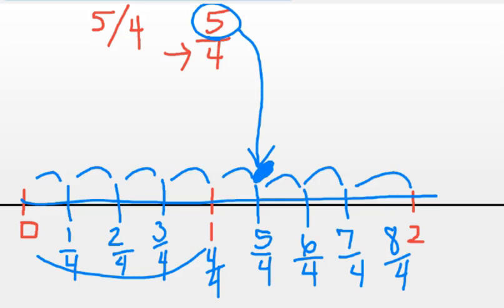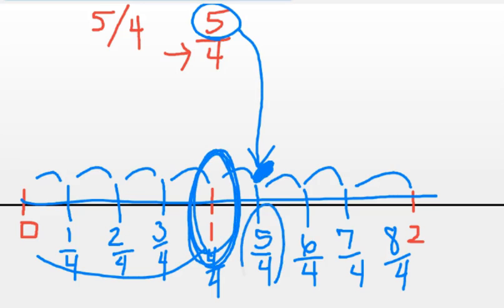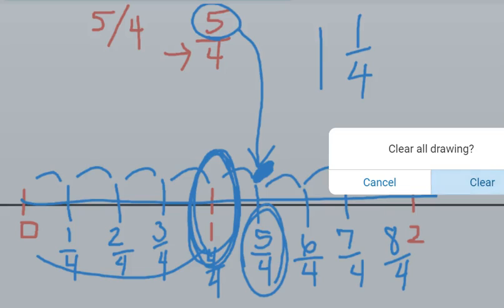Now another way to say that would be 1 whole. Here's my 1 whole, and then I did 1 more of the parts. So we could have 1 whole and 1/4. I'm going to try to show this to you another way.